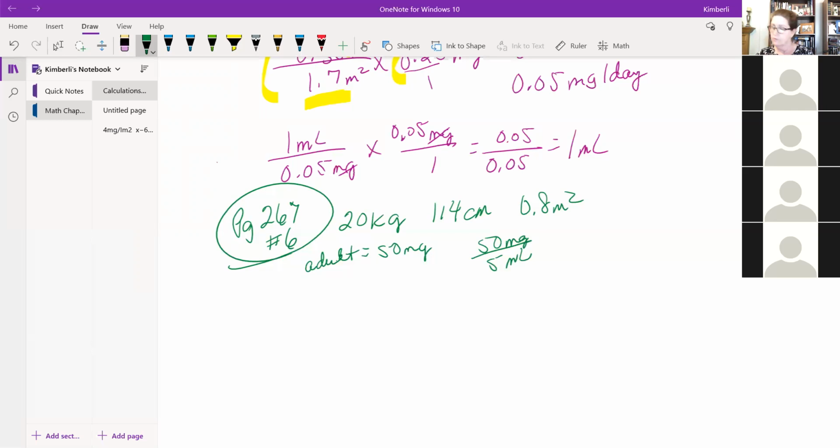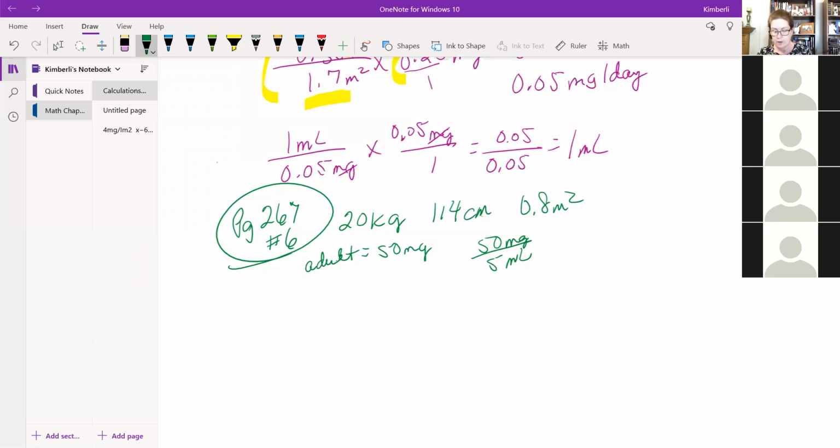Okay, so we have the height in centimeters, we have the weight in kilograms, we have their BSA, we have the usual adult dose, and we have the availability. How does this drug come? So what dose should be administered to the child every 6 hours? This doesn't give you their age, so we can't use Young's rule or Fried's rule, but they're also not an infant because, what's 20 times 2.2? Is that 44? Yeah, it's 44 pounds, so it's not an infant unless it's a huge infant.